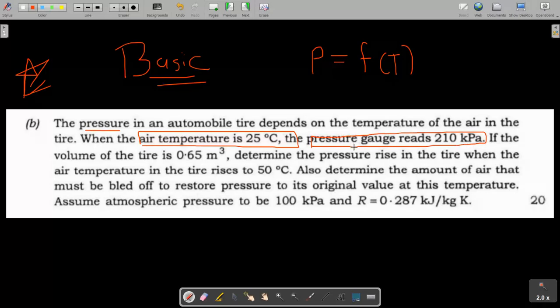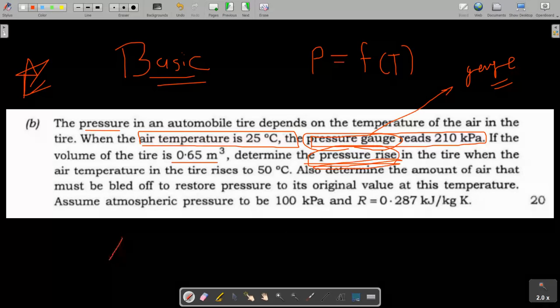You have to know which pressure the gauge reads. It reads gauge pressure, not absolute pressure. The gauge pressure is 210 kilopascal, and the initial volume of the tire is 0.65 meter cube. Determine the pressure rise in the tire. So we have to find delta P in the tire when the temperature rises to 50 degrees Celsius.